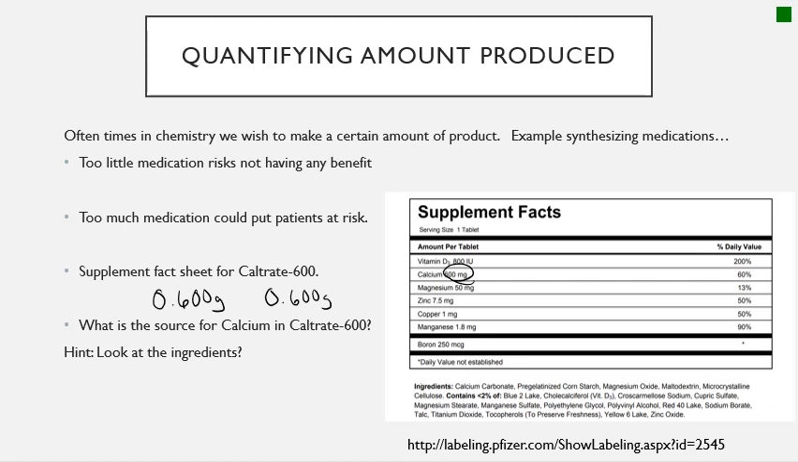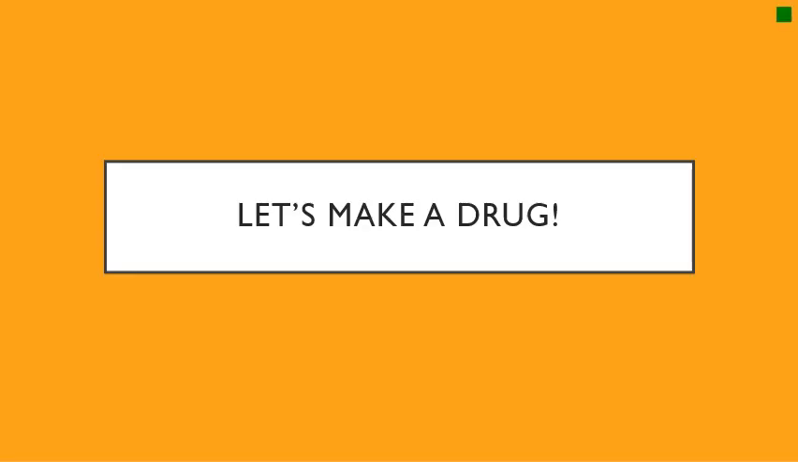And then let's look at the ingredients sheet and see what the source of that calcium is. If we look at it, the only thing that I see in there that really says calcium in it is calcium carbonate. In fact, that is the source of calcium. So calcium carbonate has a formula that looks like this. So let's see what we can do with that. In fact, I think we're going to make it. Let's make calcium carbonate. Let's make this drug.